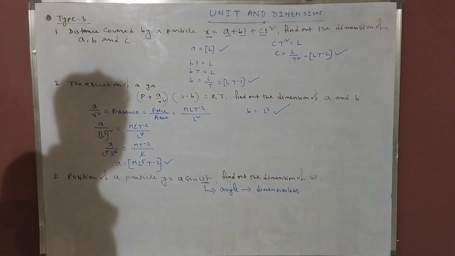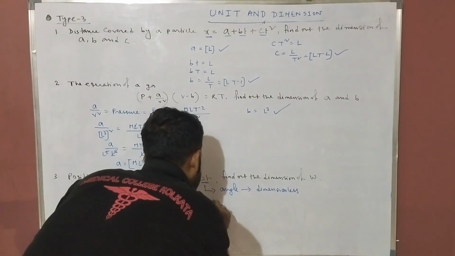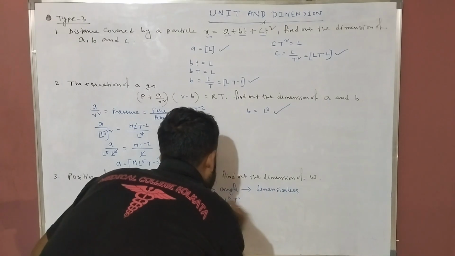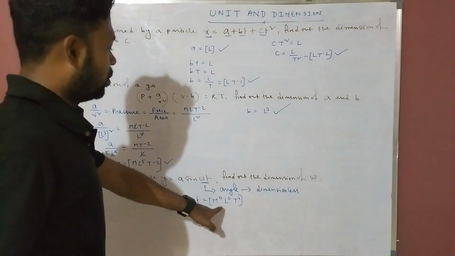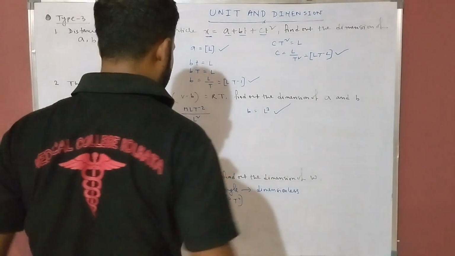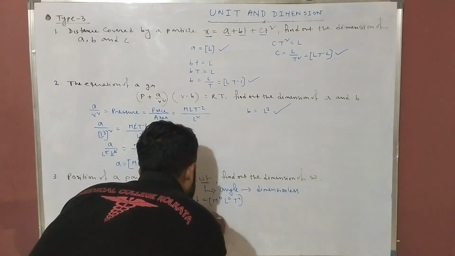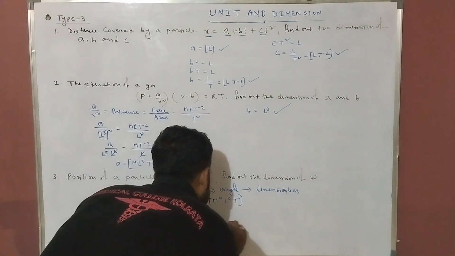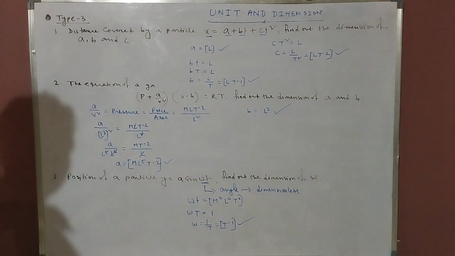Angle is always dimensionless. So we can say omega t has no dimension, means M to the power 0, L to the power 0, T to the power 0. This means actually 1. M to the power 0 means 1, L to the power 0 means 1, T to the power 0 means 1. So 1 into 1 into 1 means 1. And the dimension of t is T. So omega is equal to 1 by T, T to the power minus 1. This is the dimension of omega. Understood?